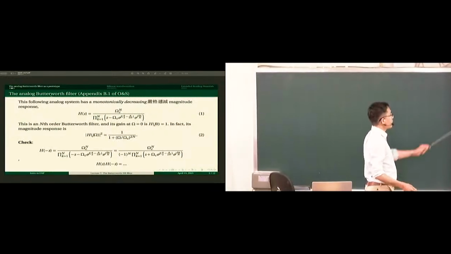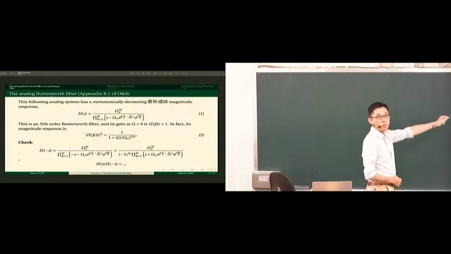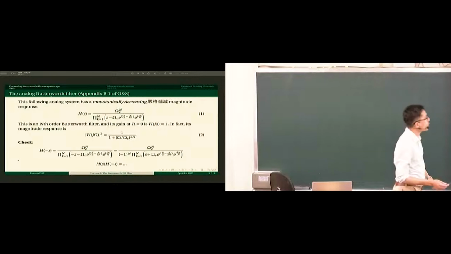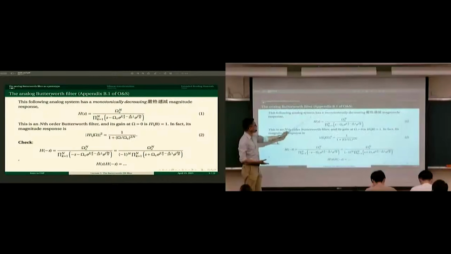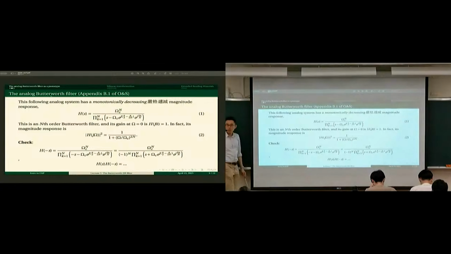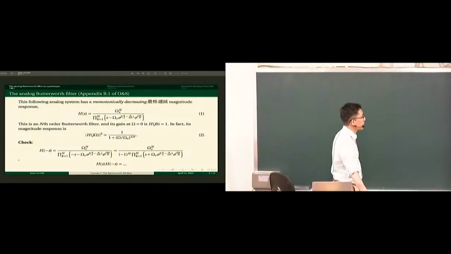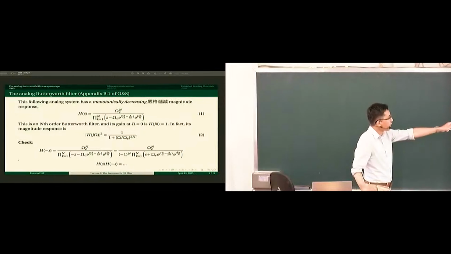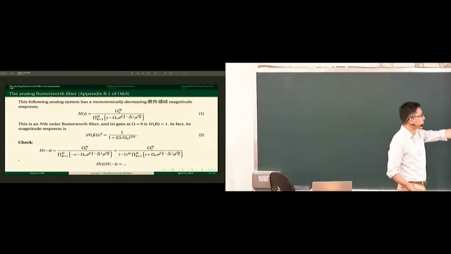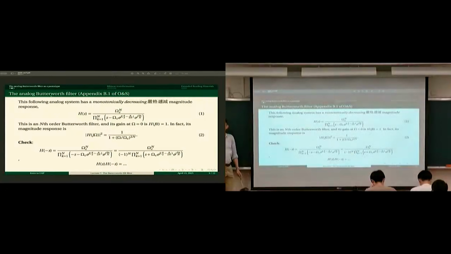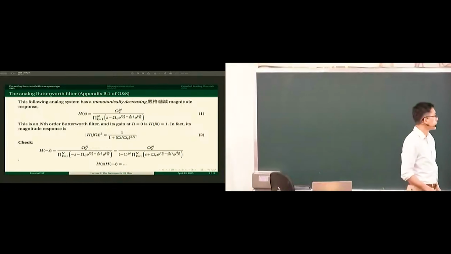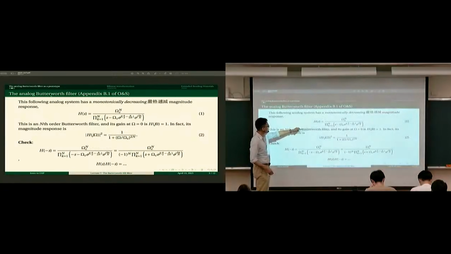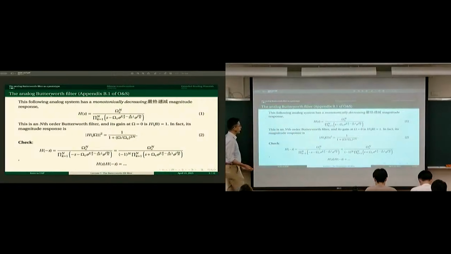So this is the analog prototype. You can find the complete coverage in Appendix B1 of the textbook, Oppenheim and Schafer. That's the textbook. Let's start slowly. Here you see we have a transfer function, a function of S, the Laplace S variable. It has a fractional expression, with a constant on top, omega C.